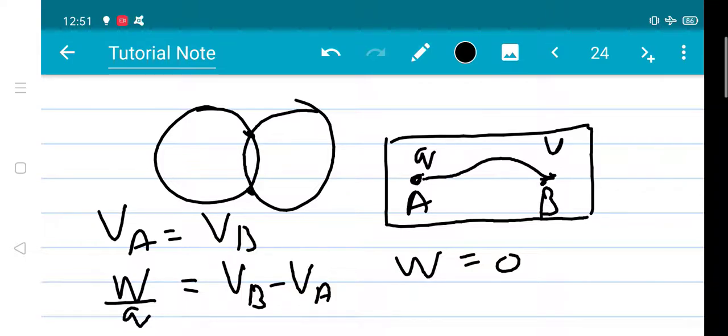So these are some properties of equipotential surfaces. From the 12th standard point of view, equipotential surfaces are important because conceptual questions or direct definitions are asked in the board exams.